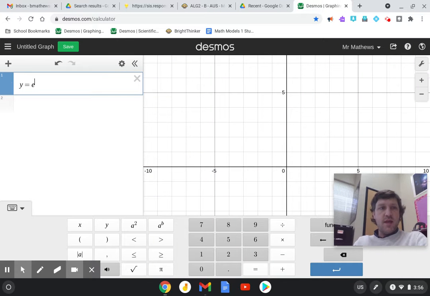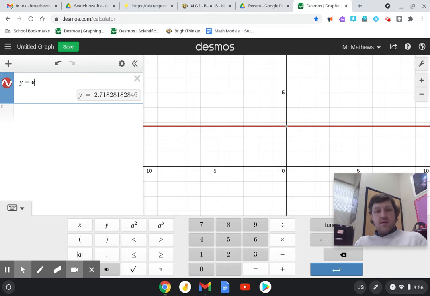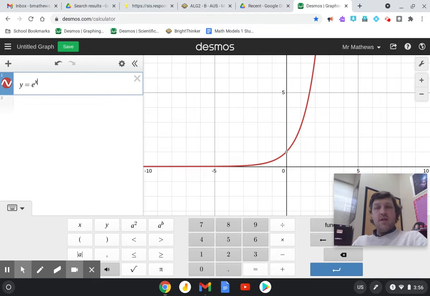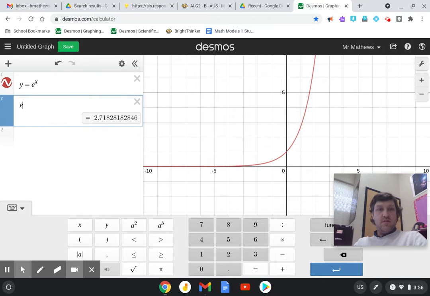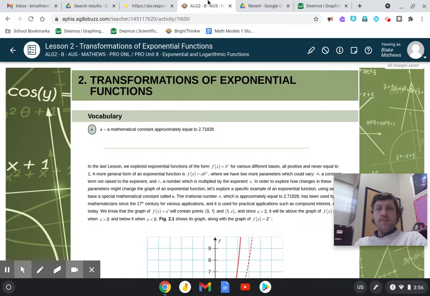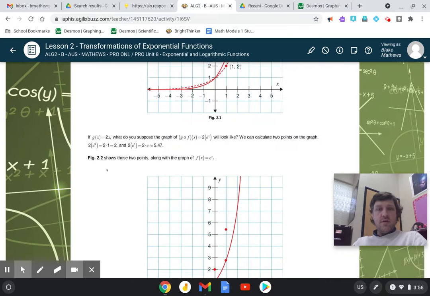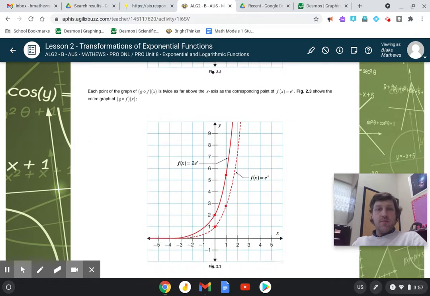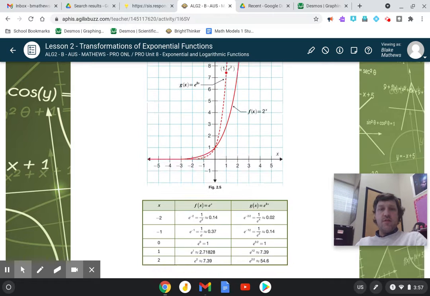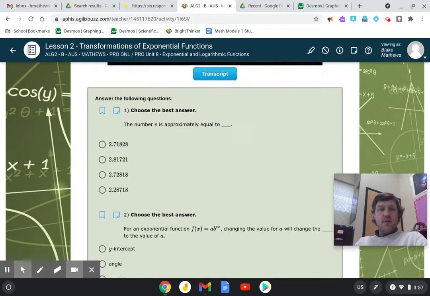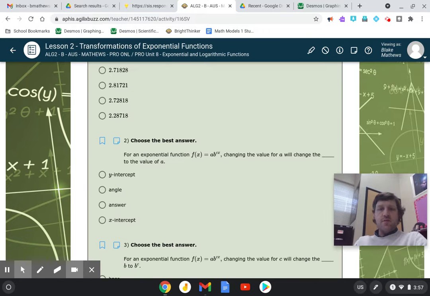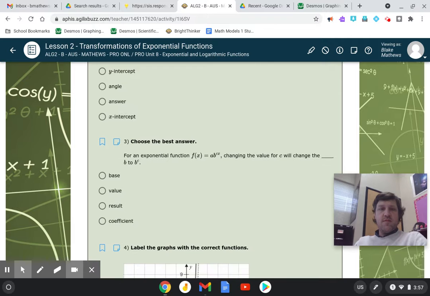So when you type y equals e to the x, it's using that constant as the e value. So I could type e here and you can see there's that value right there. But when you type this, it's making an exponential function out of that value. The actual information you need, or not the information, but the skills you're going to use are the same as the previous lesson. You're going to first answer some vocab questions, read over the boldface stuff for these.